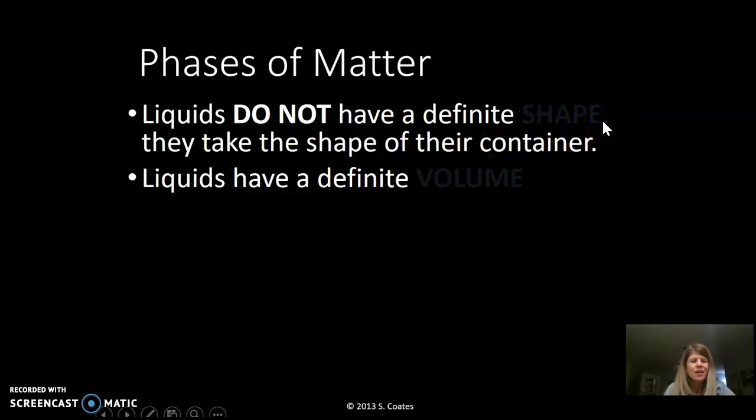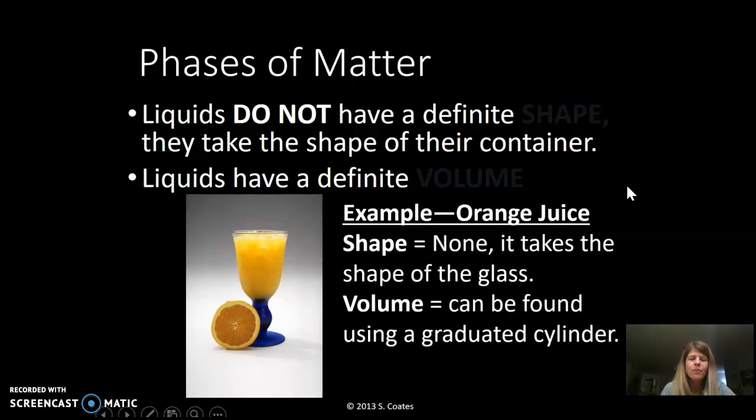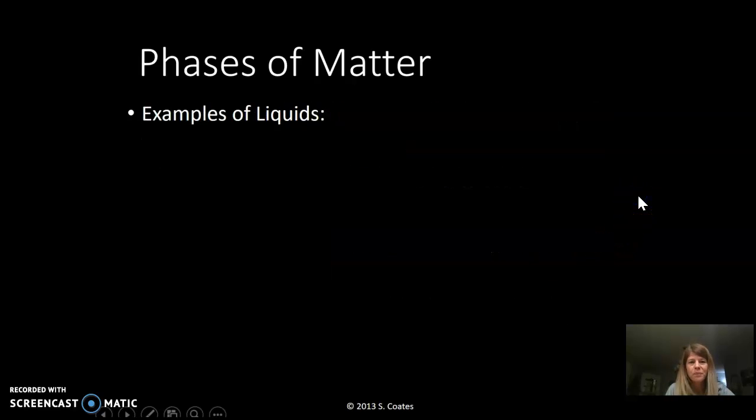All right, liquids, they do not have a definite shape. They take the shape of their container, but liquids do have a definite volume. Let's take a look at that. For example, orange juice. Shape? None. Takes the shape of this glass that it's in. The volume? Well, if we wanted to find the volume, we could use something like a graduated cylinder to find the volume of the orange juice.